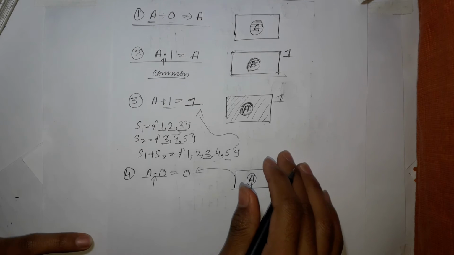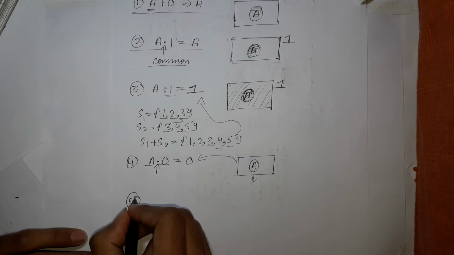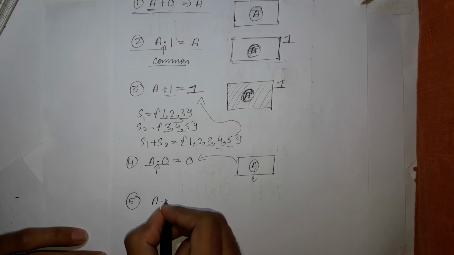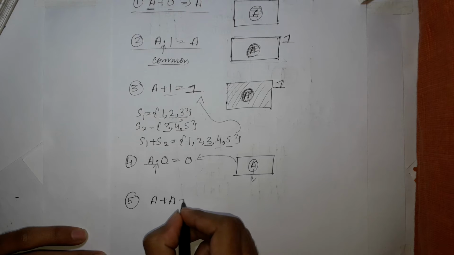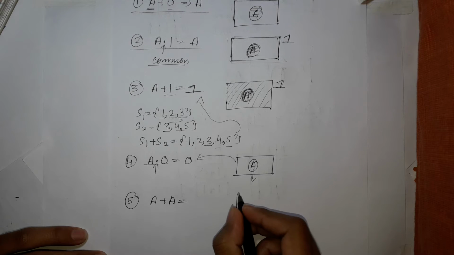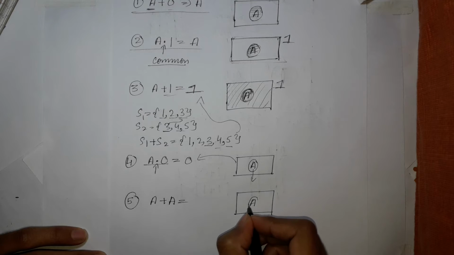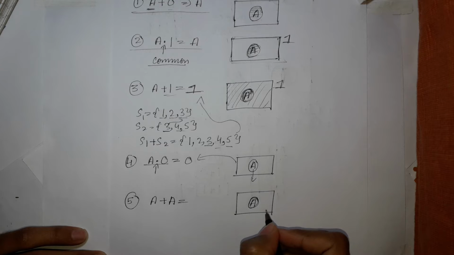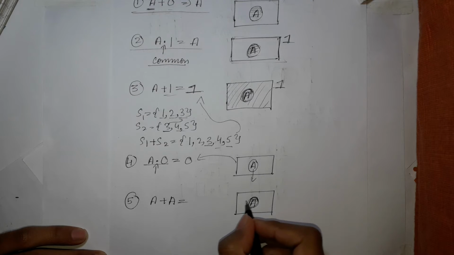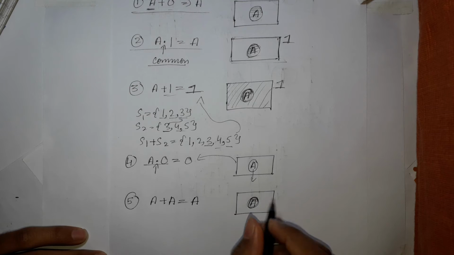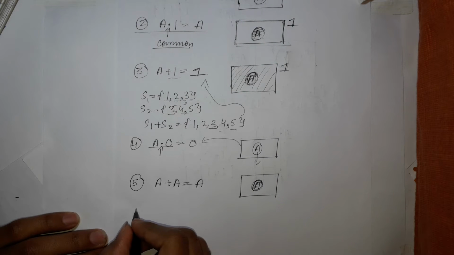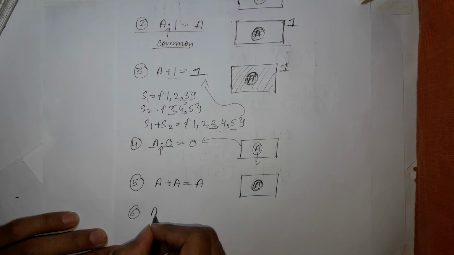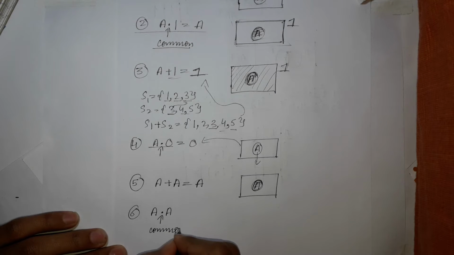Okay friends, now the next question, A or A. Now the total region covered by, here we have our A, the total region covered by A or A is nothing but A itself, right? A or A is A. Now the next question, that is the 6th one, A and A. Now this represents the common region again. What is common between A and A? Nothing but A itself. Okay guys.